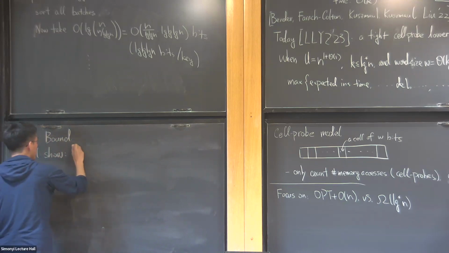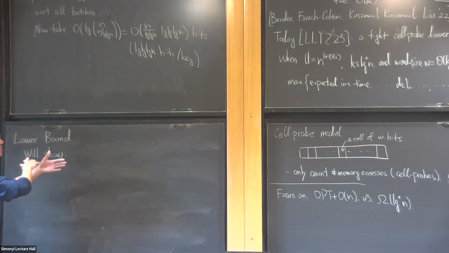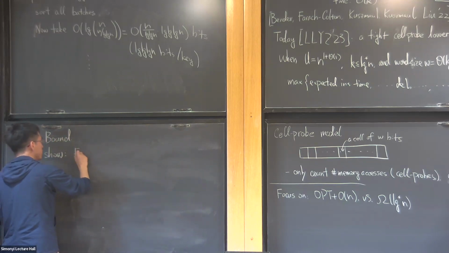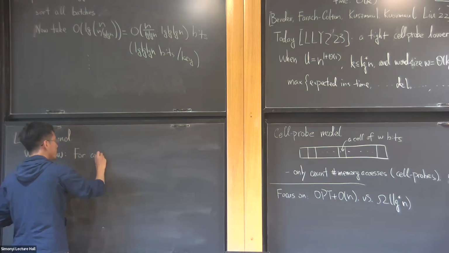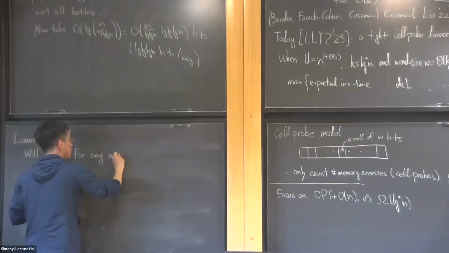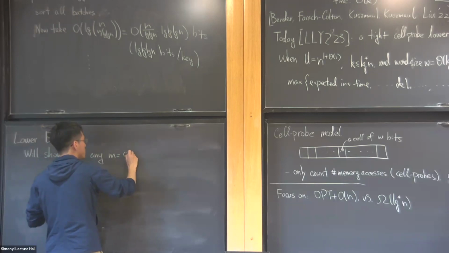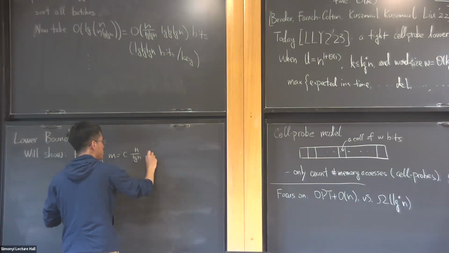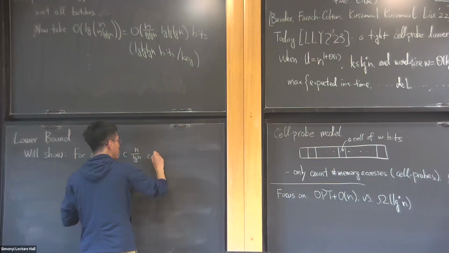So we first look at the first level, where we initially just store the keys using log n bits, and we are going to say that for any m, which is some constant C times n over log n, where C is a sufficiently large constant, consecutive operation.